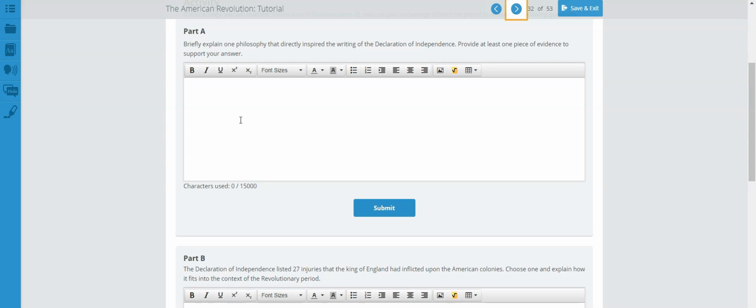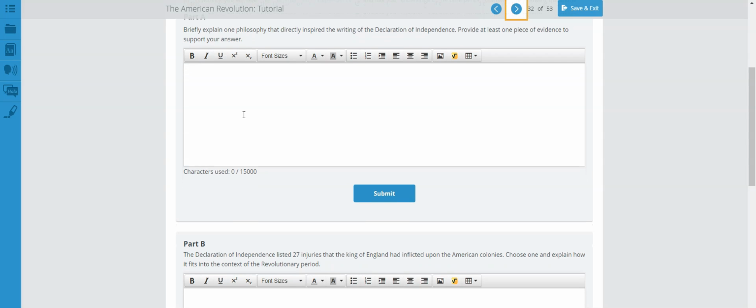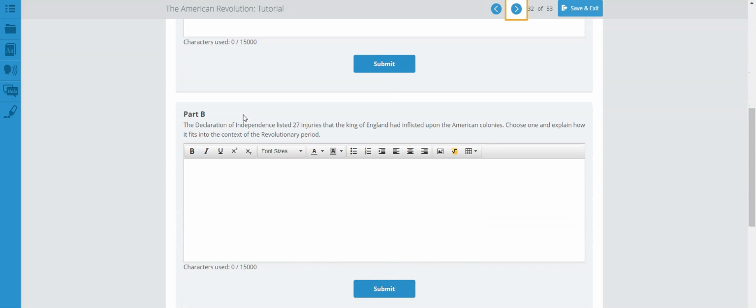And explain what happened. Explain one philosophy, one of the many philosophies that were out there that basically influenced the Declaration of Independence. But make sure that you provide some type of evidence. Get a quote from the article and put it right here. So this way we'll know that you are following directions and that you are understanding what you need to do here.